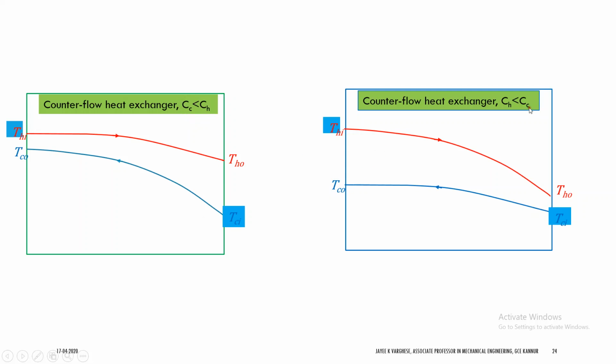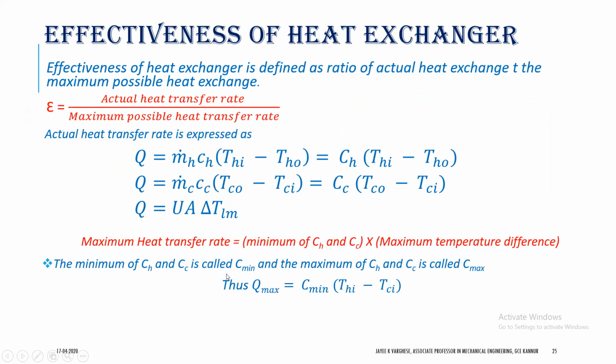Or if CH is the fluid having minimum heat capacity, this will be the heat capacity of the hot fluid, the minimum fluid. So CH into THI minus, instead of THO we will write TCI, because THO is going to tend towards TCI. So what will be the case? Now I'll go to the next slide. Now we have two cases.